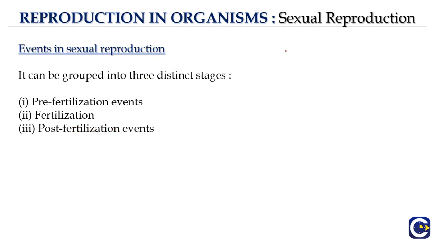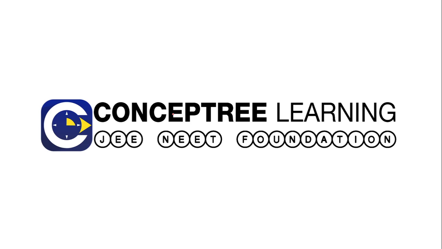And then there are the events in sexual reproduction, and they can be grouped into 3 distinct stages: pre-fertilization events, fertilization events and post-fertilization events. Pre-fertilization events are the events which include formation of the gametes. Fertilization is when both the gametes meet, and post-fertilization is what happens after the gametes have met each other. We will have a closer look at all these 3 distinct events in the next part of this chapter. So in this part we saw an overall introduction to sexual reproduction.